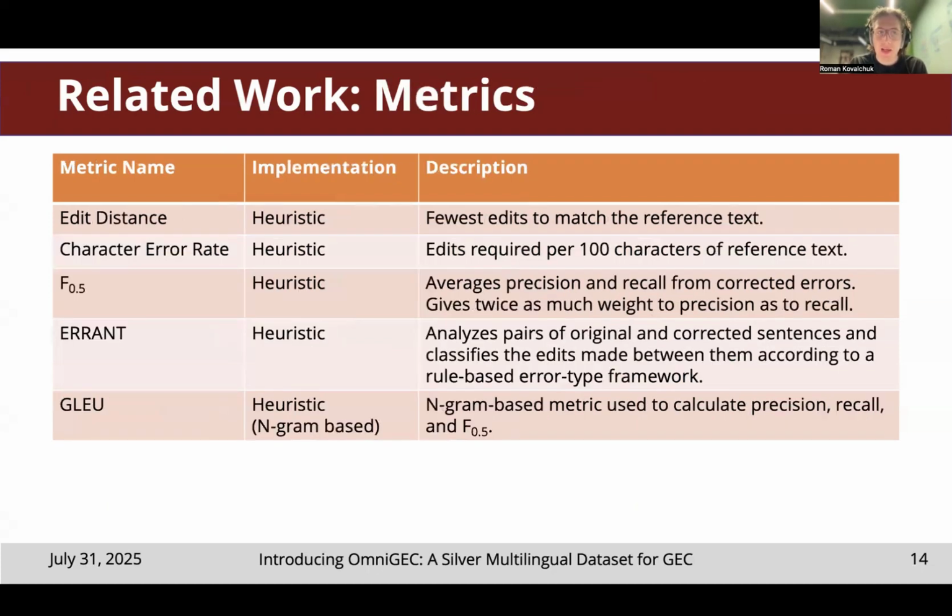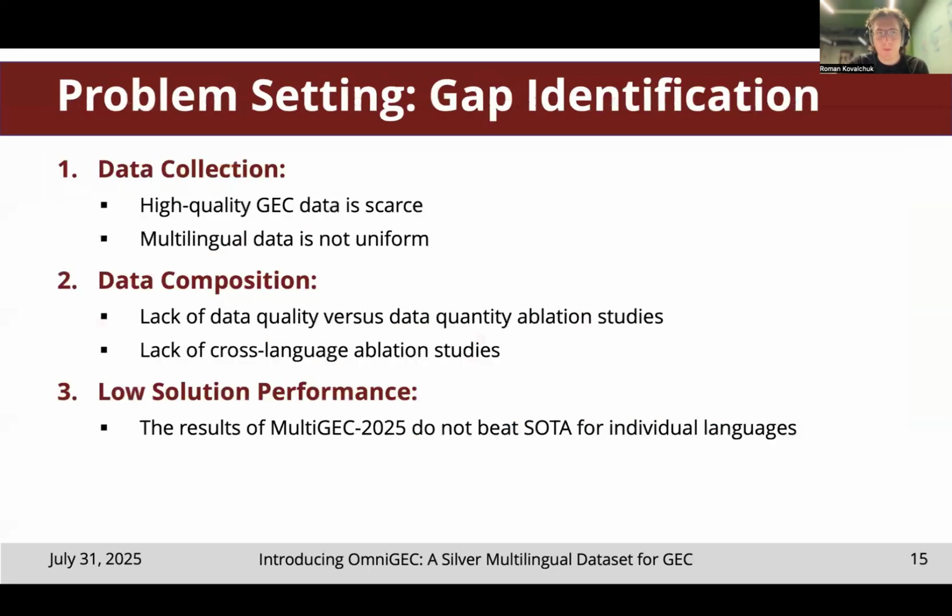Speaking about metrics, we employed the following: edit distance, which is the fewest edits to match the reference text; character error rate, which is a normalized version of edit distance; F0.5 score, which weighs precision twice as much as recall; ERRANT, a method to extract precision, recall, and F0.5 score in GEC; and GLEU score, a variation which serves the same purpose as ERRANT, however is n-gram based.